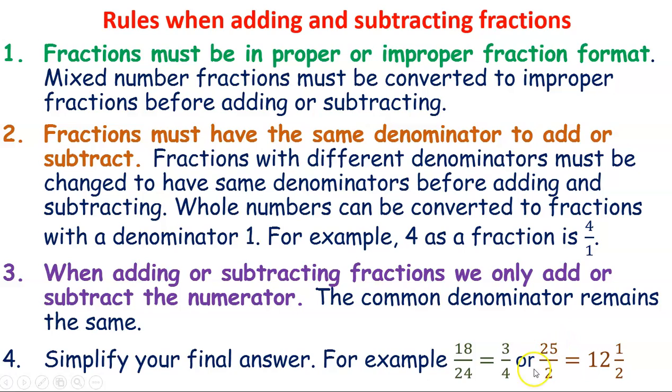Or, if I had an improper fraction, so 25 over 2 or 25 halves, I can convert that to a mixed number. So 25 divided by 2 is going to give me 12, because 12 times 2 is 24, remainder 1 over 2. So 25 over 2 is the same as 12 and a half. So if you haven't got access to a printer, please pause and copy this into your books. And I'm going to move on.